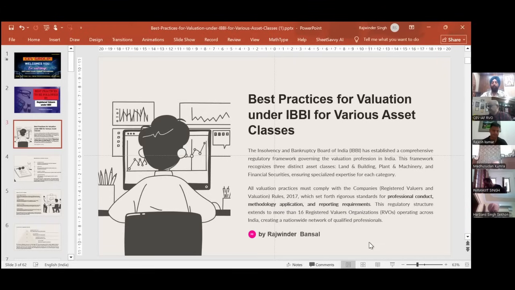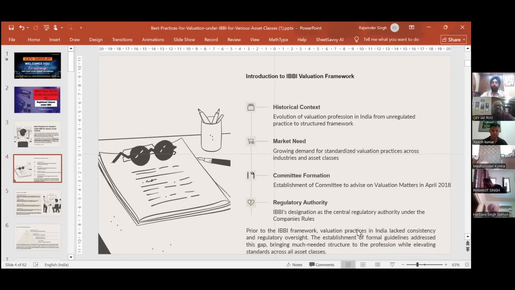So this regulatory structure extends to more than 16 registered valuer organizations as of today, operating across India, creating a nationwide network of qualified professionals. So first we will discuss the introduction to the IBBI valuation framework.